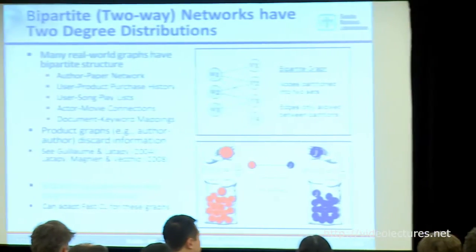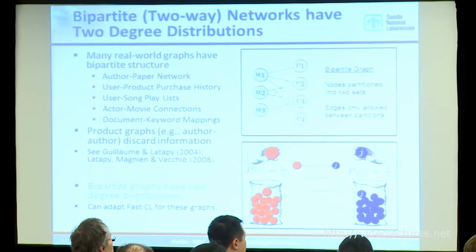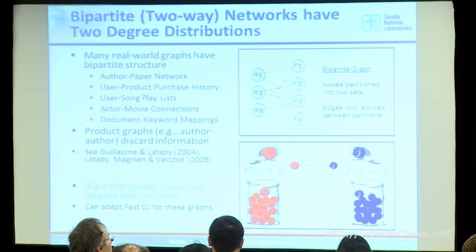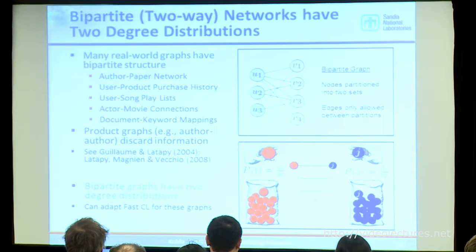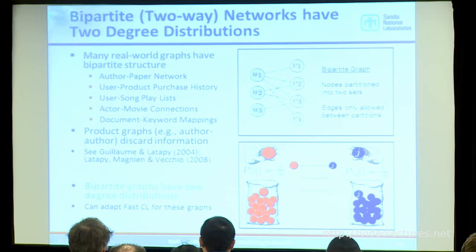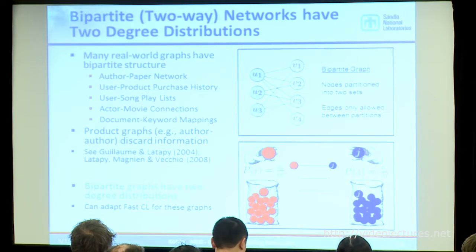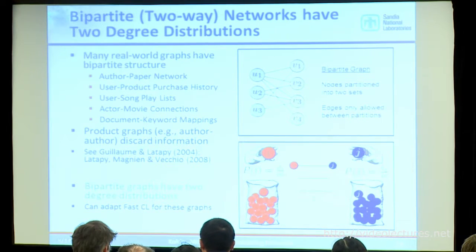So let's talk a little bit in the remaining time about bipartite networks. Many real-world graphs have this structure, though we often don't pay too much attention to it. Examples could be author paper networks. In fact, when you do co-authorship, you're actually starting with an author paper network and turning it into a co-authorship network. Other examples are user purchase history, user song playlists, actor movie connections, and document keyword mappings.